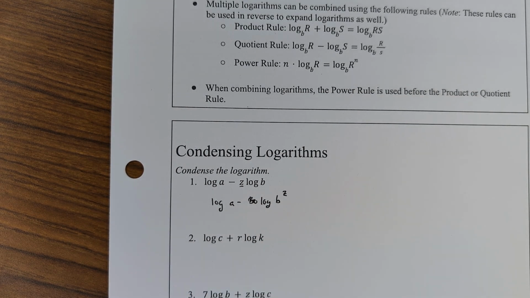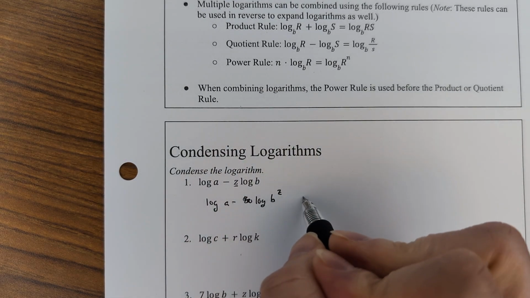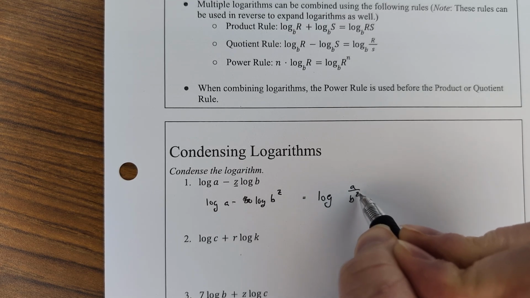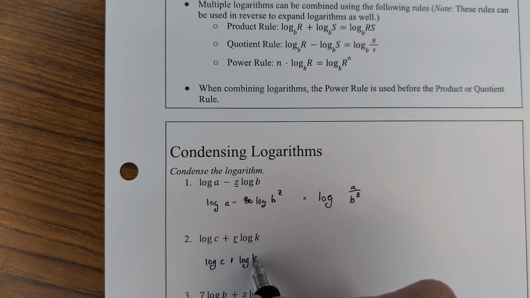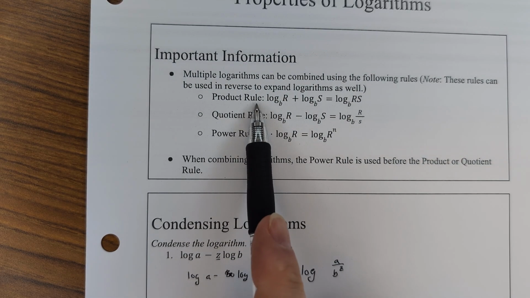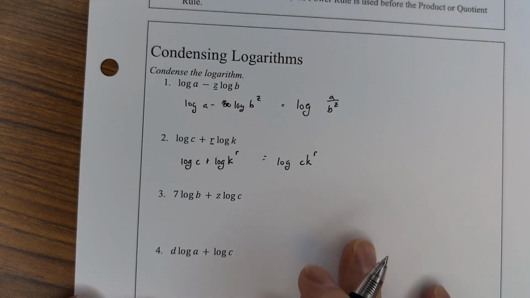as exponents. Since this is a subtraction, this is an example of the quotient rule. So what I can do is I divide the two quantities. So here I've got a coefficient. So that coefficient goes back to becoming an exponent. This is addition, so it is product rule. So this would be the log of c k to the r.